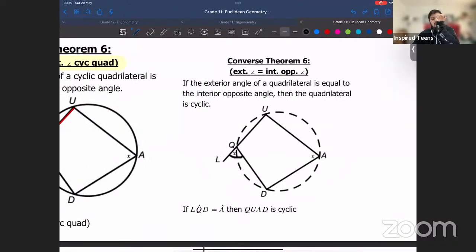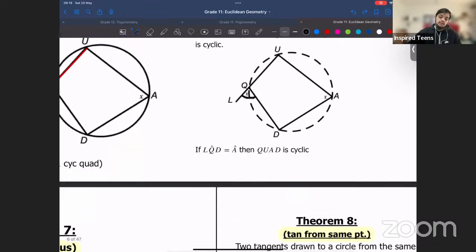Let's look at the converse. Now, just say we don't know that it was a cyclic quadrilateral. However, we can prove that the exterior angle of some quadrilateral is equal to its opposite interior angle. Then we can conclude that, okay, yes, this is a cyclic quad. So they say here, if the exterior angle of a quadrilateral is equal to the interior opposite angle, then the quadrilateral is cyclic.